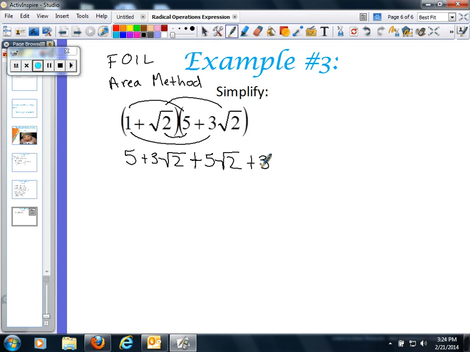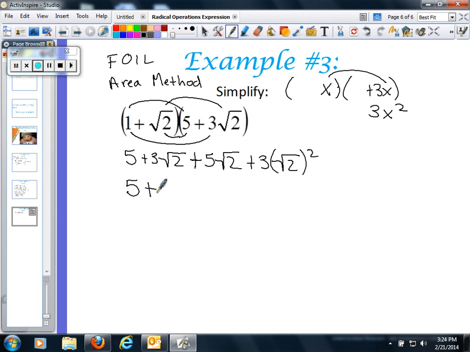Now, just like if I had a variable, if I had x and plus 3x, when I did this, this would be 3x squared. This is going to be 3 radical 2 squared. Okay? So now let's start simplifying. So this is 5 plus 3 and 5, since these are like terms, is 8 square root of 2 plus 3 times. Now we went over this the last couple days. The square root of 2 squared, these are opposite operations, so these cancel each other out, and this is just 2.